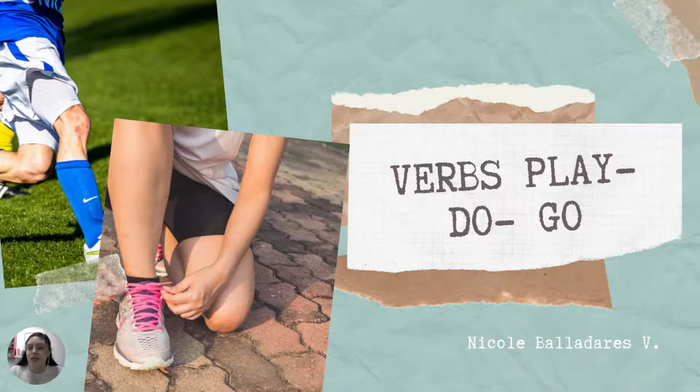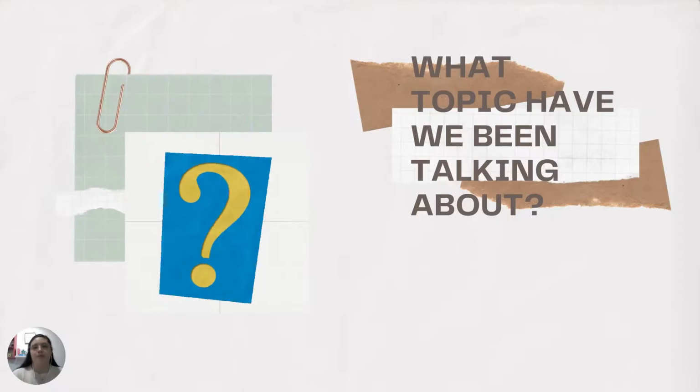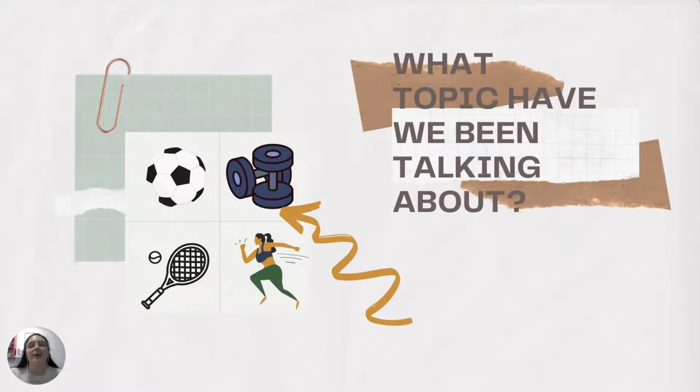And for this new one, we are going to be learning how to use the verbs play, do, and go correctly. First of all, I want you to think of what topic we have been talking about lately. Excellent. We have been talking about sports, such as soccer, baseball, basketball, aerobics, tennis, and so on.